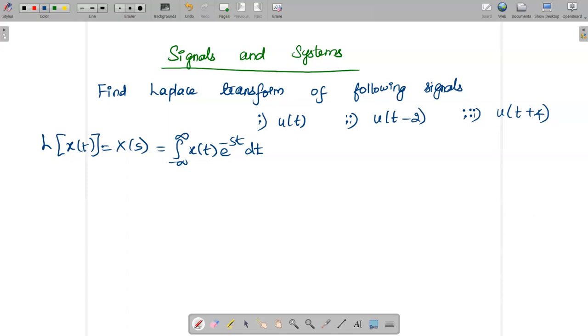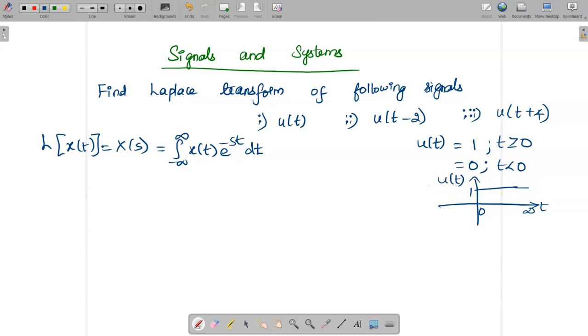So here in the first problem, our x of t is nothing but u of t. So we need to know what is u of t. U of t is nothing but the step signal, and the definition for the step signal is it is 1 for t greater than or equal to 0 and it is 0 for t less than 0. That is, u of t is nothing but 1 and it exists from 0 to infinity.